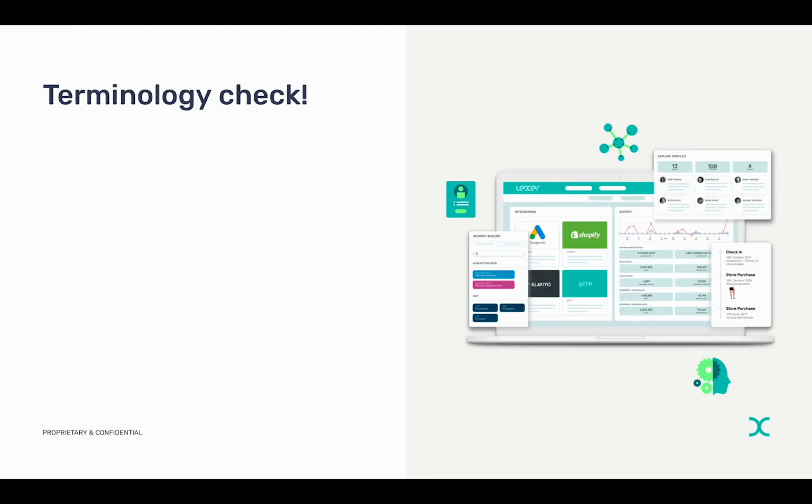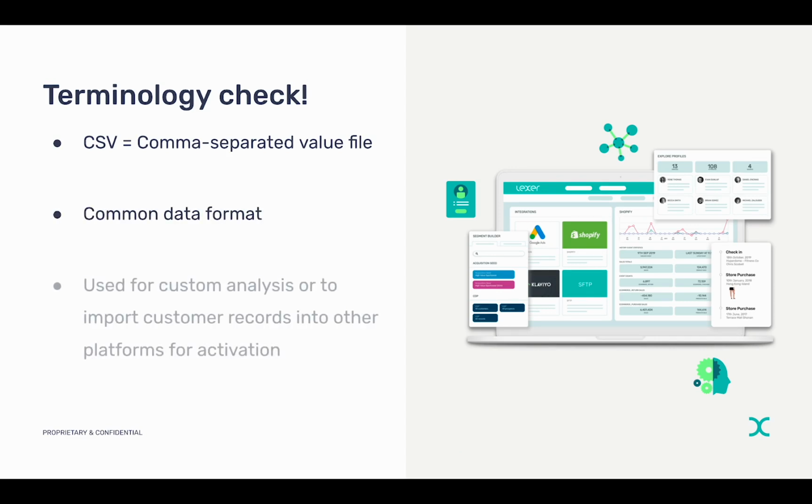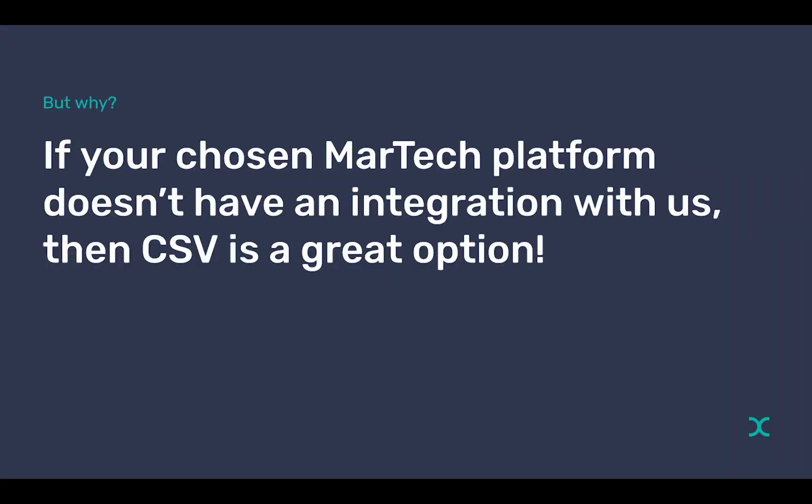But let's take a moment to do a quick terminology check here. CSV stands for Comma Separated Value file, which allows data to be saved in a tabular format. CSV is a common data format and can be used for custom analysis or to import customer records into other platforms for activation. CSV files exported from Activate will create a column for each attribute you include in the file.